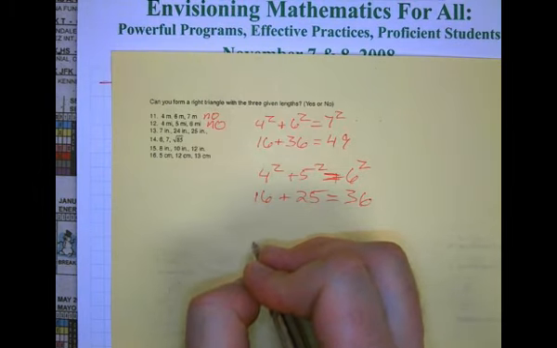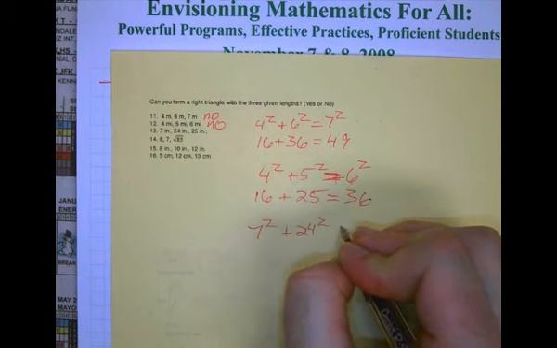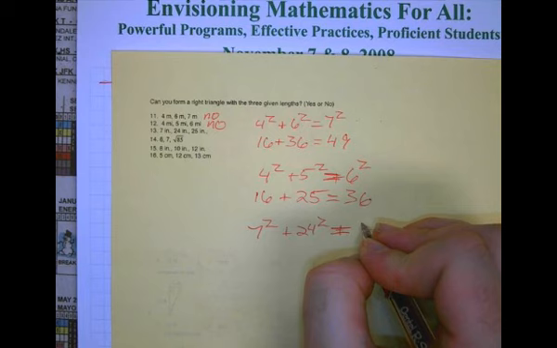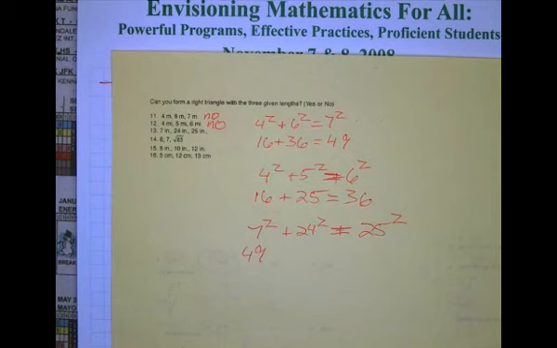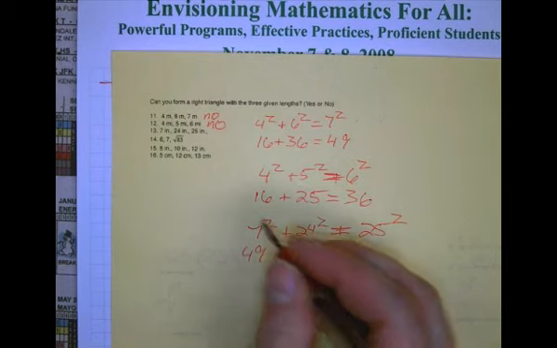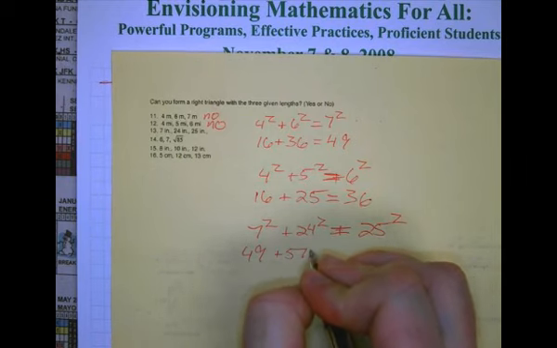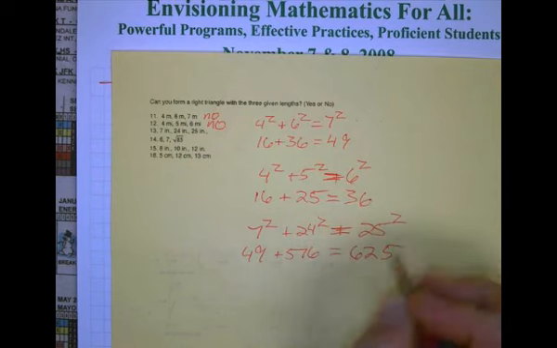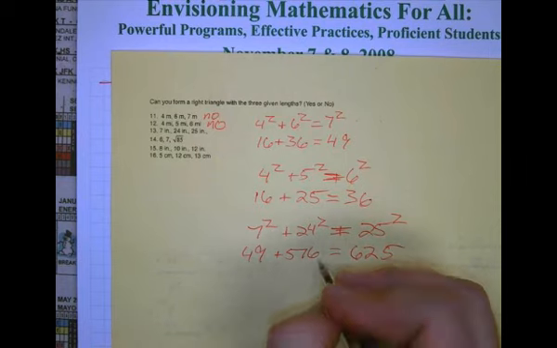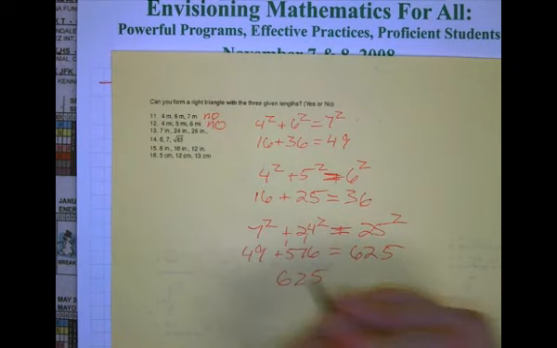Number 13. Does 7 squared plus 24 squared equal 25 squared? That's 49. I'm going to cheat here. I get 576. And I know that 25 times 25 is 625. That's just one of those I memorized. So let's see, 9 plus 6 is 15, looking good. 4 plus 1 plus 7 is 12, carry the 1. Yep, that one's a yes.